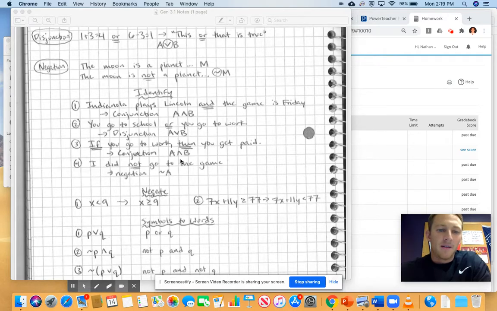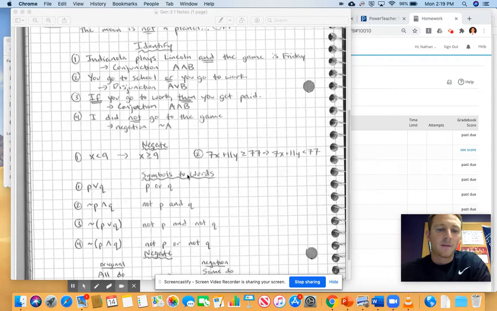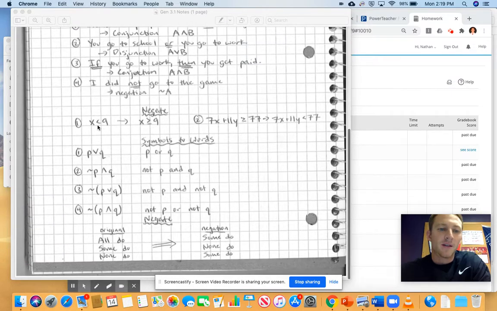I did not go to the game. Let's say A is I did go to the game. So then this would be I did not go to the game. That would be the negation of A. Here they give us an example. X is less than 9. The negation of x is less than 9 would be x is greater than or equal to 9. Because if we're saying that x is less than 9, what's the opposite of that? Well, it can be greater than 9 or it can be equal to 9, and that's the exact opposite of being less than 9.